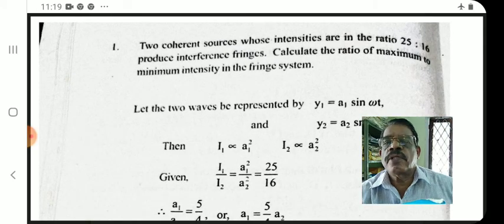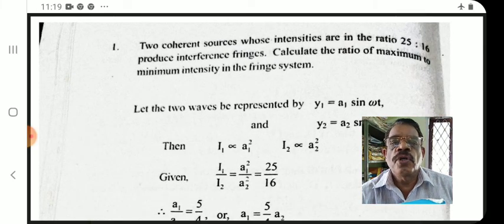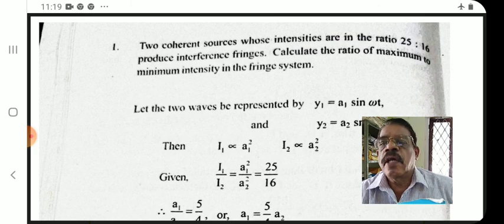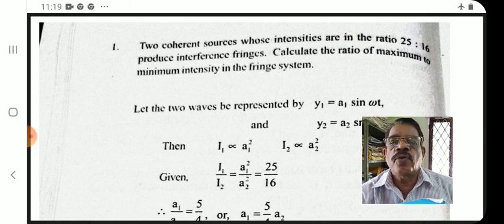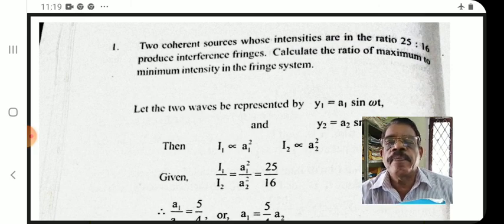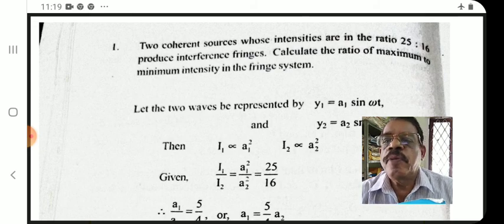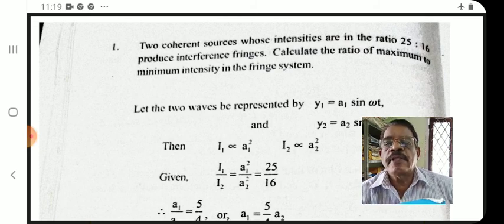Two coherent sources whose intensities are in the ratio 25:16 produce interference fringes. Calculate the ratio of maximum to minimum intensity in the fringe system.